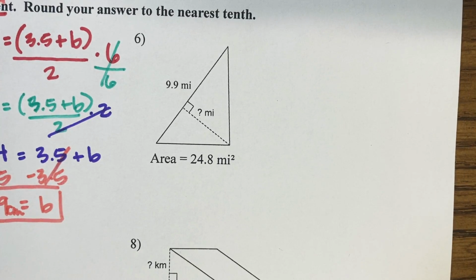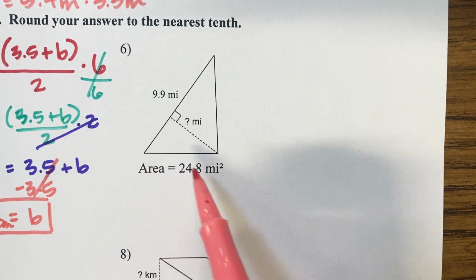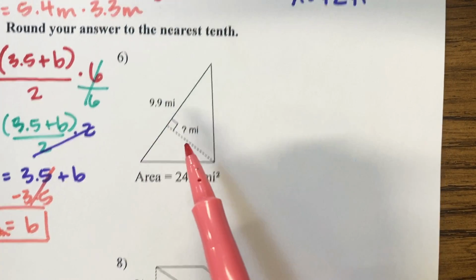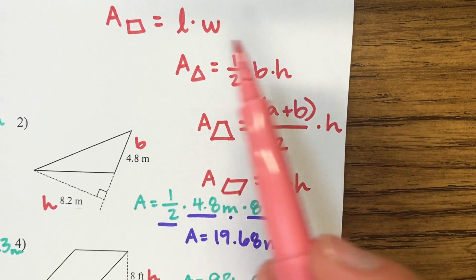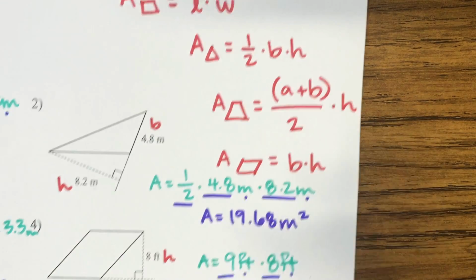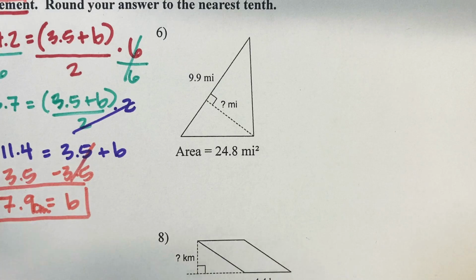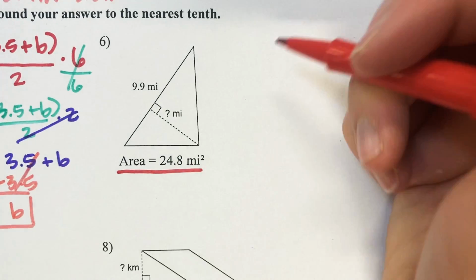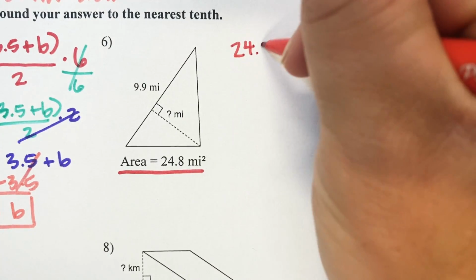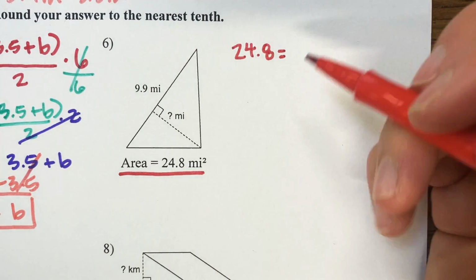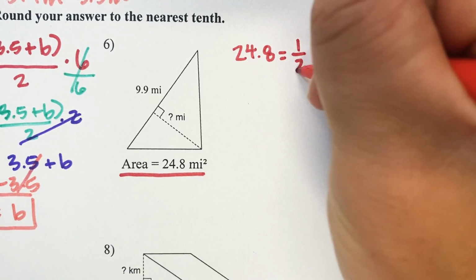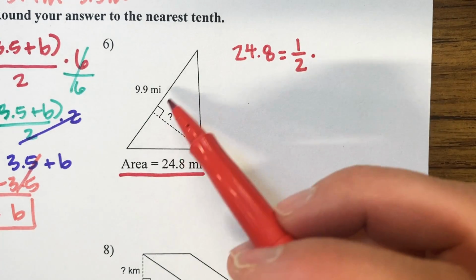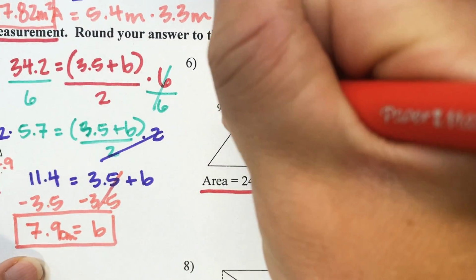Okay, let's look at number 6. What shape are we working with? I almost just said it. A triangle. So we're going to have to use the triangle formula. Okay, so let's plug in what we know. We know our area. It gives us our area. So our area is 24.8 equals, our triangle formula is 1/2 times base. Well, what is my base? Remember, if we just flip it like that, that becomes my bottom. So my base is 9.9.